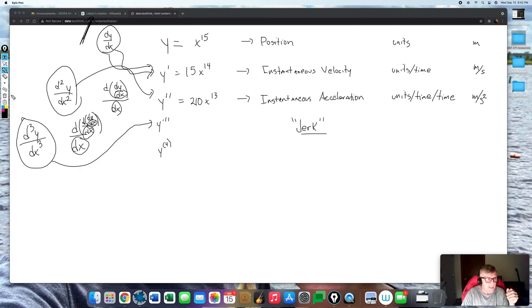But anyway, that's a little overview of multiple derivatives and how it works out with physical quantities, position, velocity, and acceleration.